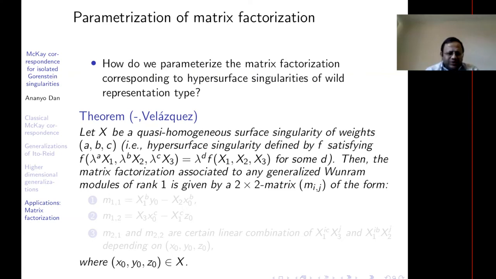So in this case, we already know that there is a one-to-one correspondence between matrix factorizations and maximal Cohen-Macaulay modules. What we want to do is explicitly write down the matrix factorization corresponding to a maximal Cohen-Macaulay module. The most basic building block is the rank one case; if you can write it down there, then there are some standard tricks to go to higher rank. So we do the basic rank one case.